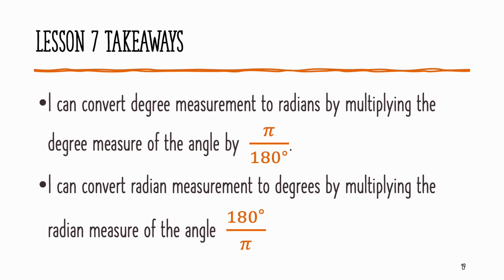Okay, remember that now you can convert degree measurements to radians by multiplying the degree measure of the angle by pi by 180 degrees, and you can do the opposite, go from radians to degrees, by multiplying by 180 degrees by pi.